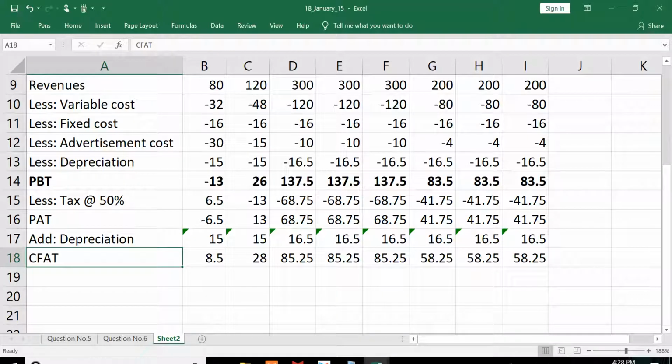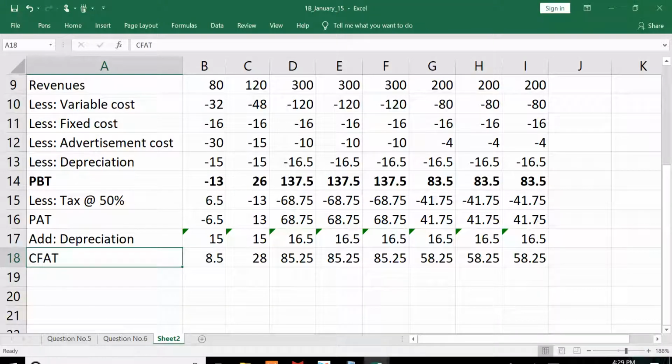Okay, now listen. After getting the CFAT, it can go through 3 changes. One, when I buy my original machine, I don't pay for the full amount. I may have to make a payment now. Second, I may buy a new machine. Third, what can happen is I can have an increase or decrease in working capital. Sometimes when you do business, more money can get blocked. If there is an increase in working capital, it is an outflow. Decrease in working capital is an inflow.